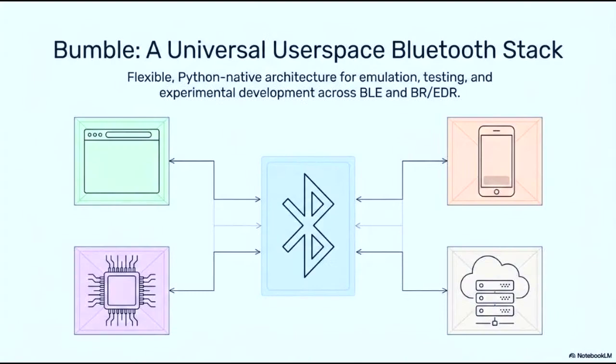Welcome. I am pleased to present Bumble, a universal user space Bluetooth stack. Bumble is built on a flexible Python-native architecture specifically designed to facilitate emulation, testing, and experimental development across BLE and BR EDR protocols. This diagram showcases Bumble's role as a central communication hub, seamlessly integrating diverse environments, such as web browsers, embedded microprocessors, mobile smartphones, and cloud-based server infrastructures. By providing this unified interface, Bumble empowers developers to streamline their workflows and accelerate innovation in the Bluetooth space.